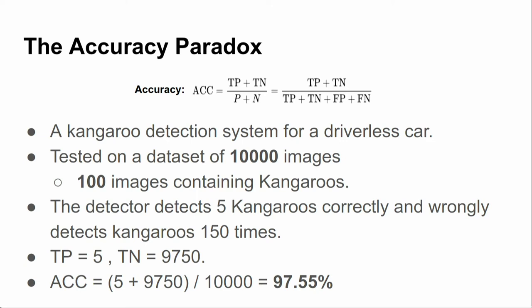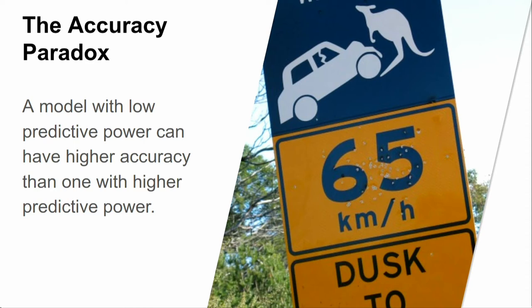So this is what's called in machine learning the accuracy paradox. A model with low predictive power can have higher accuracy than one with higher predictive power. So with accuracy, be careful. If the two classes are not balanced, you can get very unrealistic numbers. It's useless.